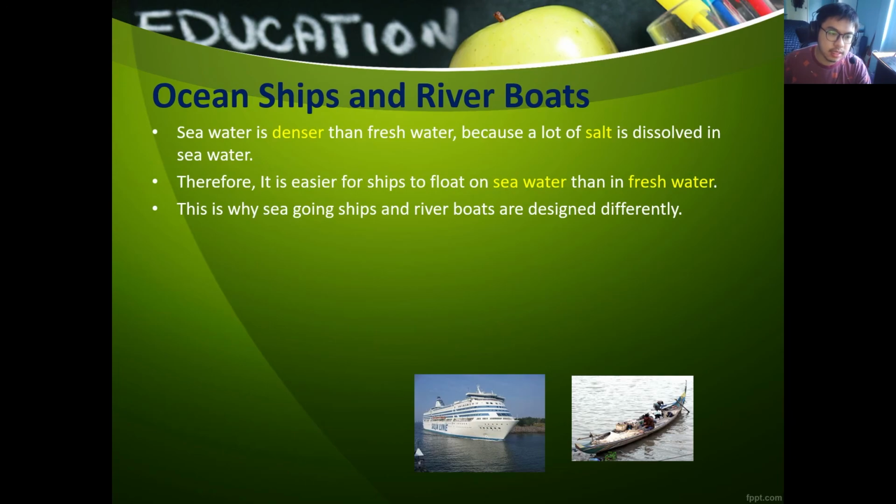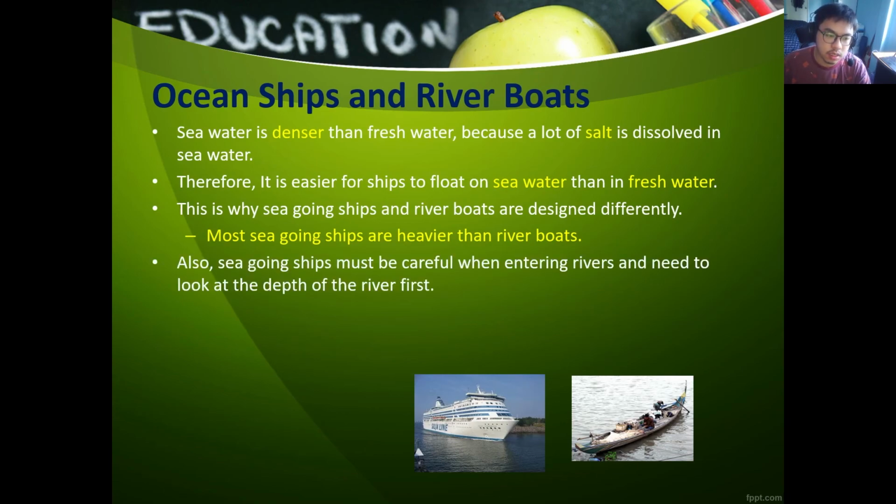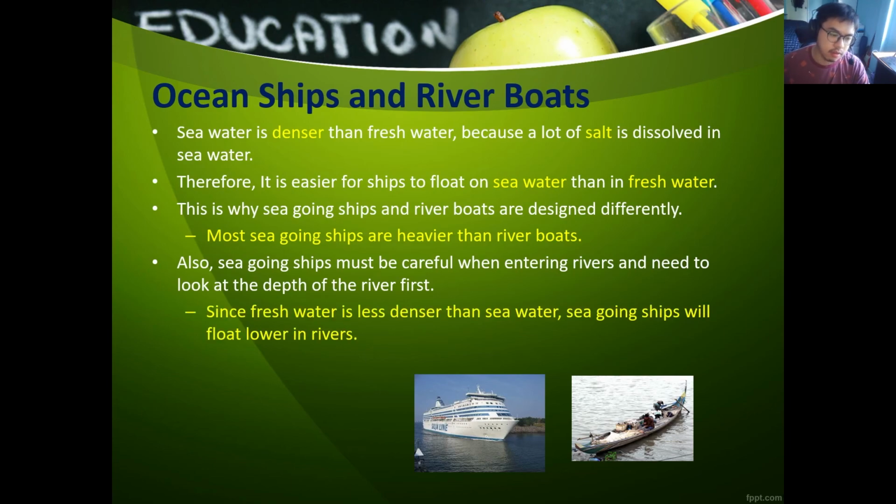This is why sea-going ships and river boats are designed differently. Most sea-going ships are heavier than river boats. Also, seagoing ships must be careful when entering rivers and need to look at the depth of the river first. Since fresh water is less dense than seawater, seagoing ships will float lower in rivers.